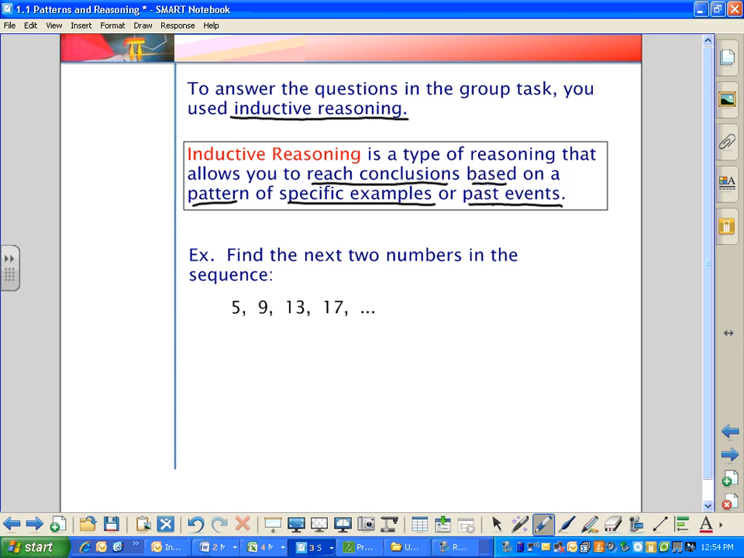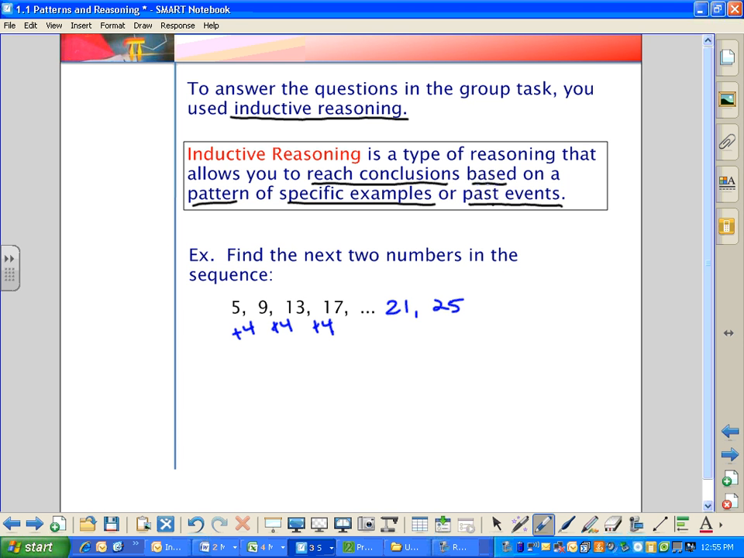If I had the sequence 5, 9, 13, 17, and I asked you to find the next two numbers in that sequence, we'd be using inductive reasoning. If I look at the difference between those numbers, each one is a difference of 4. In other words, 5 plus 4 is 9, 9 plus 4 is 13, 13 plus 4 is 17. So to find the next two numbers in the sequence, I would add 4. 17 plus 4 is 21. 21 plus 4 is 25. And that's all there is to it.